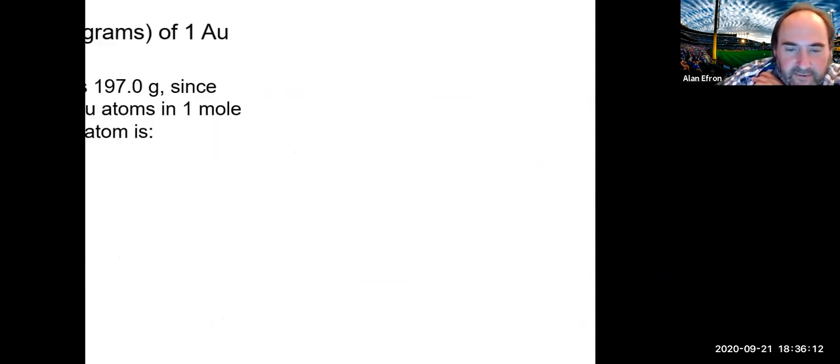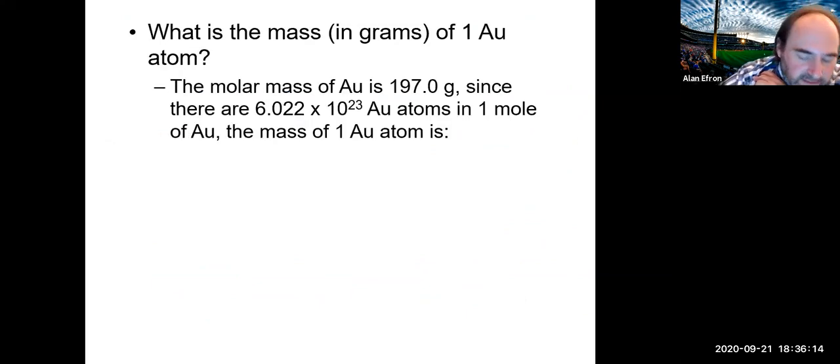Let's take a look at another one here. Why don't you give it a try? What is the mass in grams of one gold atom? So you've got one individual gold atom. What is the mass of it in grams? And from the periodic table, that's the number for gold.